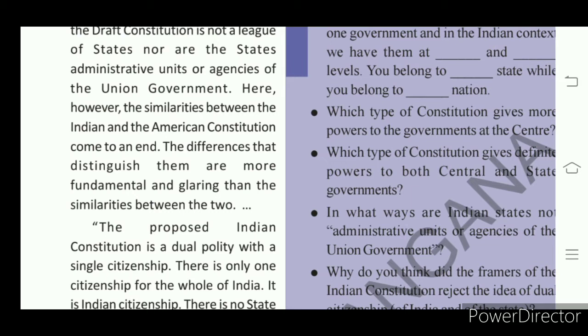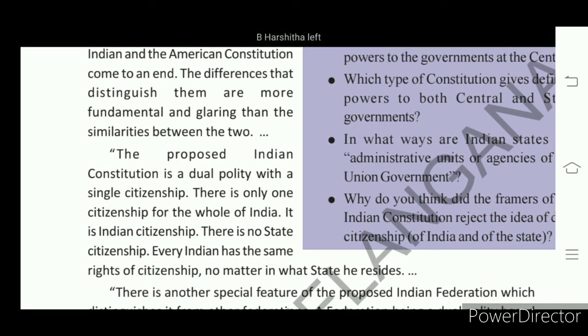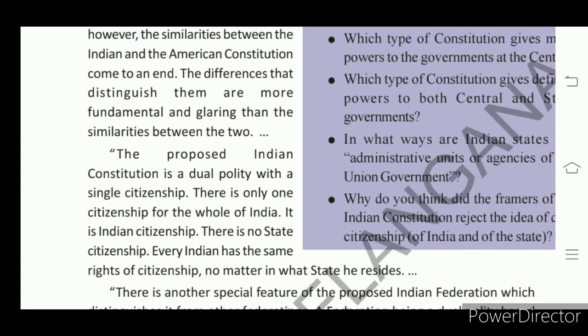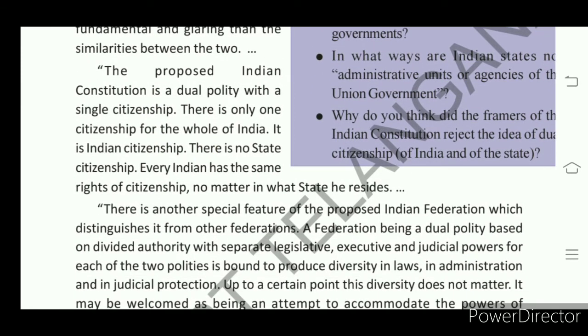That is a similarity which ends in Indian Constitution and American Constitution. There too they have dual polity, and we too also have dual polity, but they have dual citizenship. We have single citizenship. Understand? That is what fundamental difference we find in Indian Constitution and American Constitution. Okay.